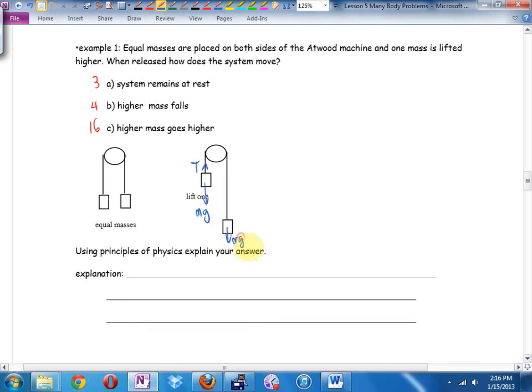mg. Mr. Duick, how come you didn't call it m1 and m2? Does the question say the masses are the same? Yeah, I'll just use m for both of them then, yes. What else?